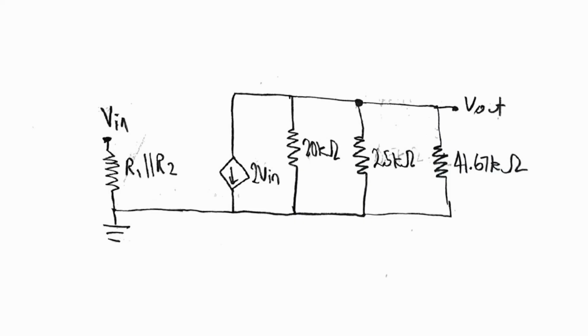From here it's pretty clear to see that what this current source is doing is drawing 2 times Vin current through these 3 resistors right here. And in order to find Vout, we simply have to multiply the current, which is 2 times Vin, by the equivalent resistance of these 3 resistors in parallel.